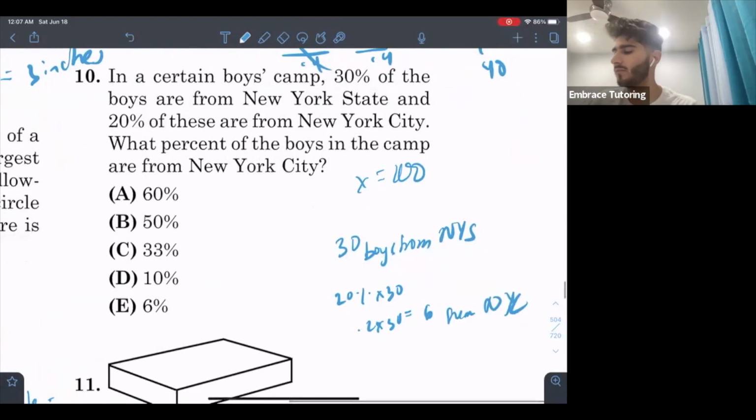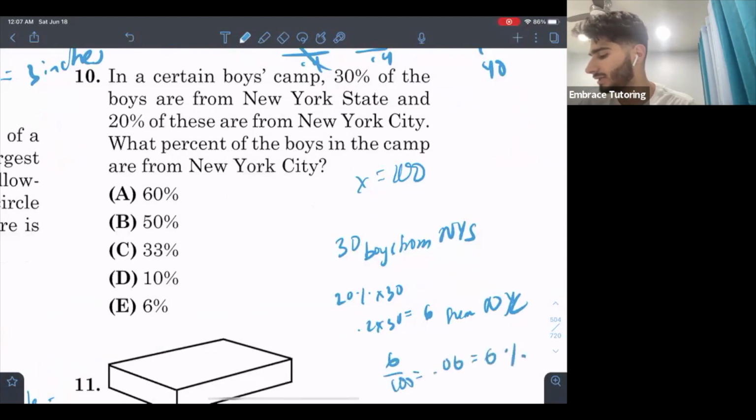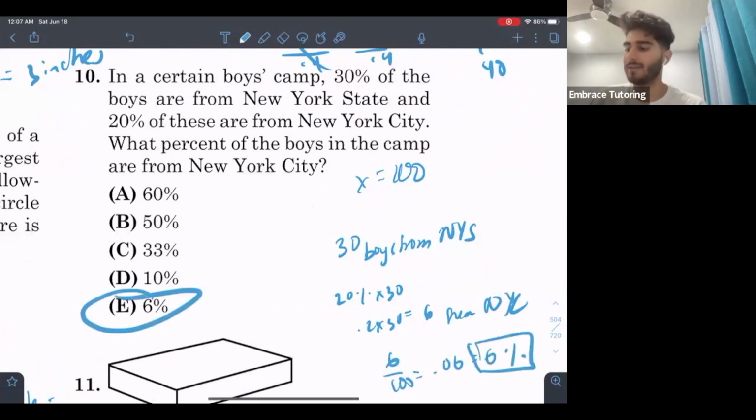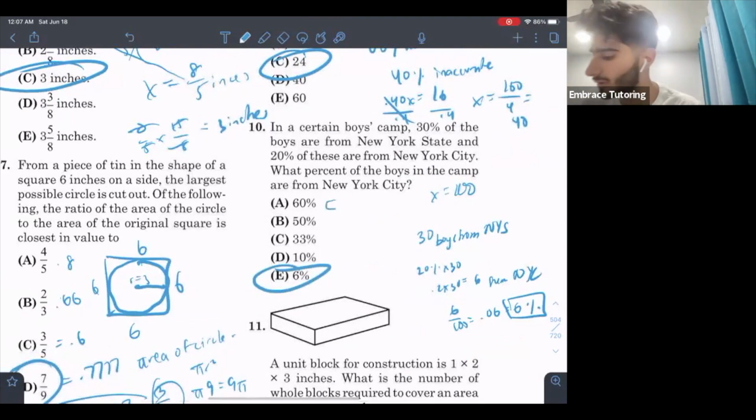What percent of the boys in the camp are from New York City? 6 over 100, 0.06, 6%. Choice E for 10. So the simplest way is to pick 100 as total value.